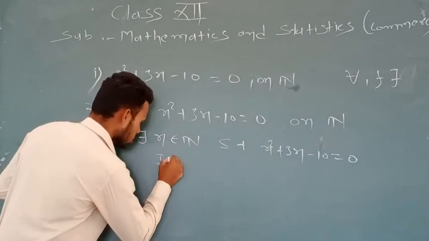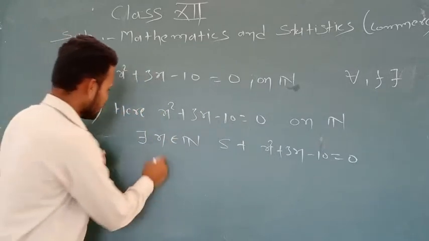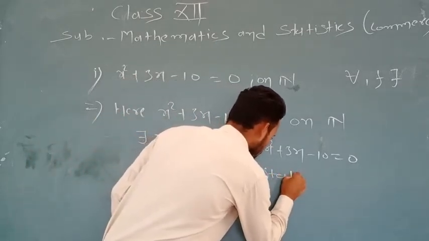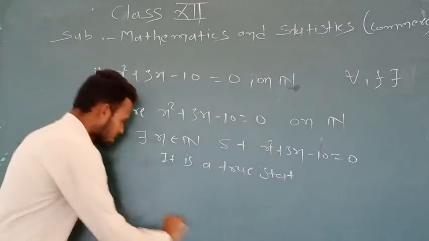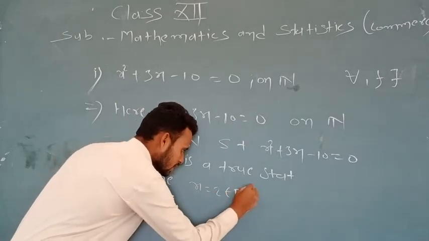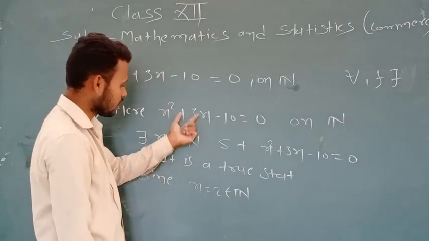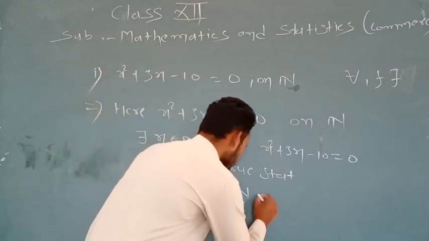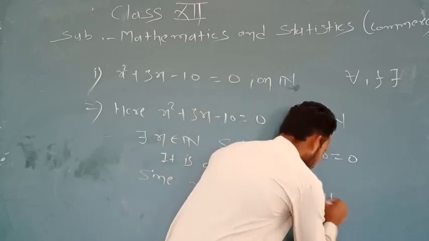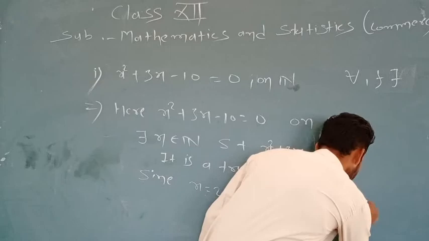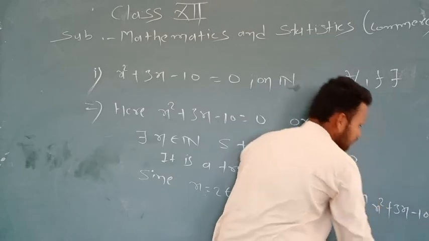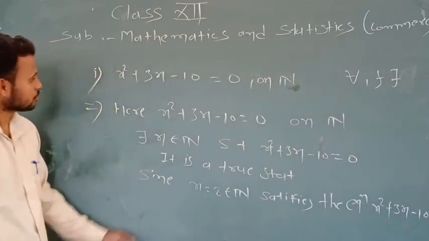Why true? Reason खाली दो: since x equal to 2 belongs to the natural number and satisfies the equation x square plus 3x minus 10 is equal to 0. Which is the required answer of that question.